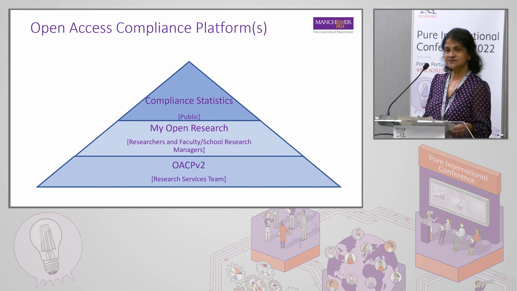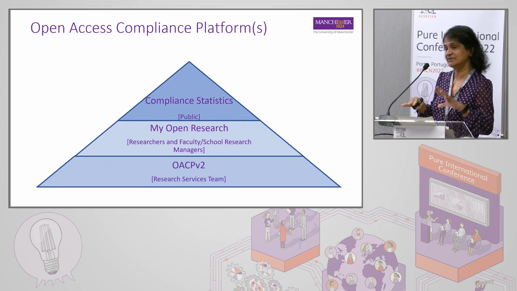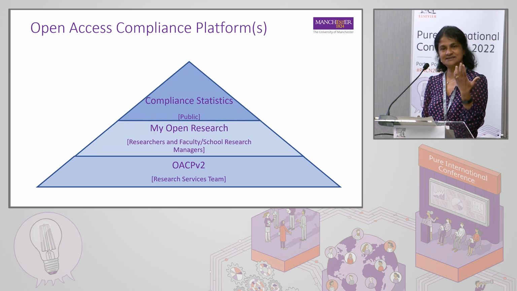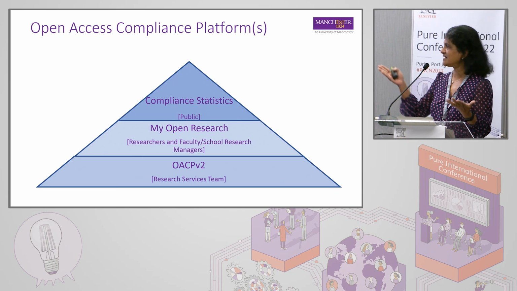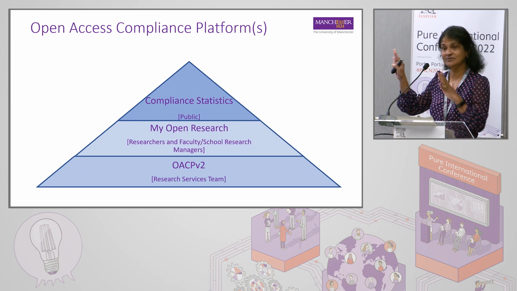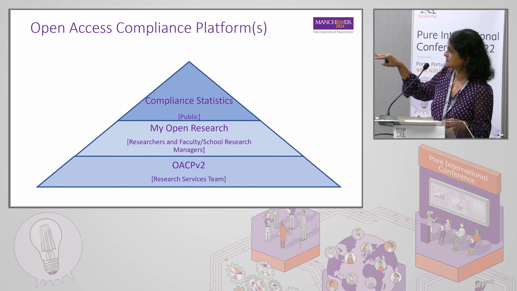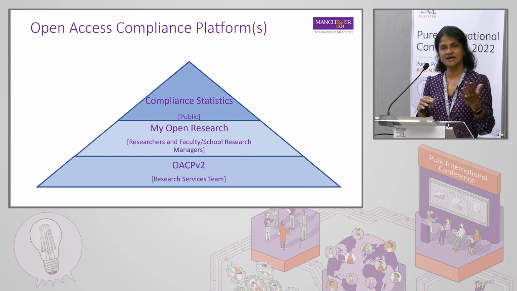We are in the process of developing a couple of additional layers to this application. We have OACP V2 for the research services team, which is a read and write application. Then we are building My Open Research, a read-only view for faculty admins or school admins, so they can log into the system and produce these reports themselves without going to their research services team. Researchers can also log in and see the compliance of their individual records in read-only mode. The third is that we are going to produce aggregated summary reports, publicly available, to showcase universities' compliance on different policies.